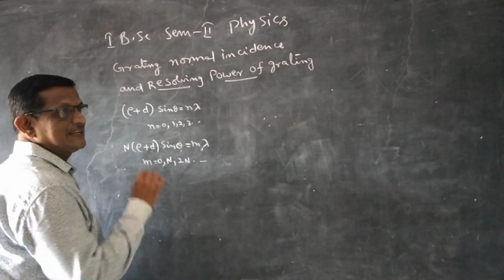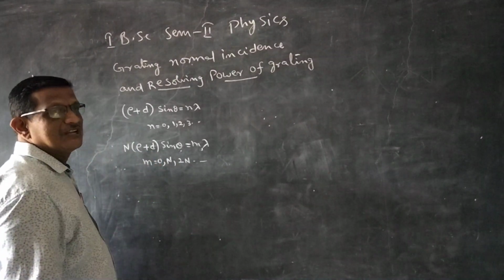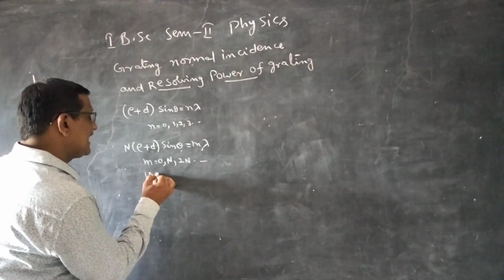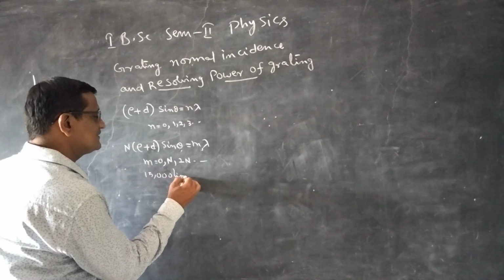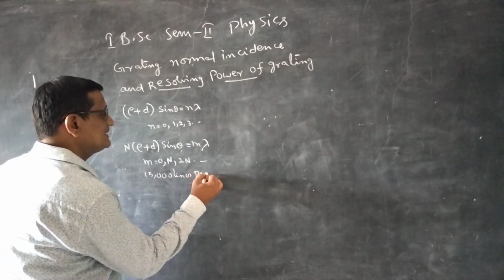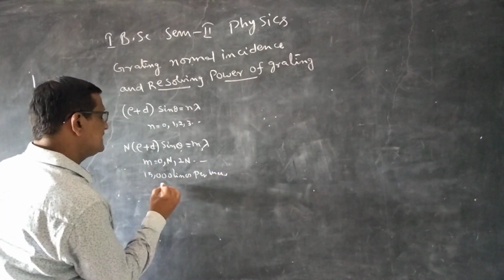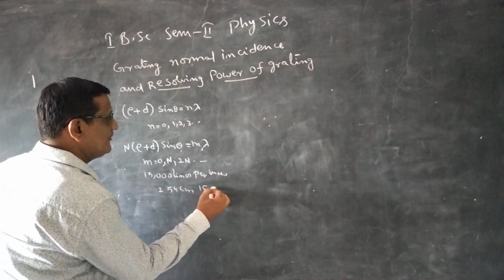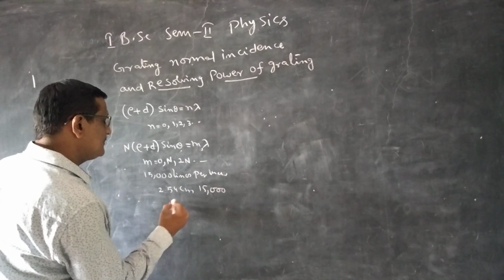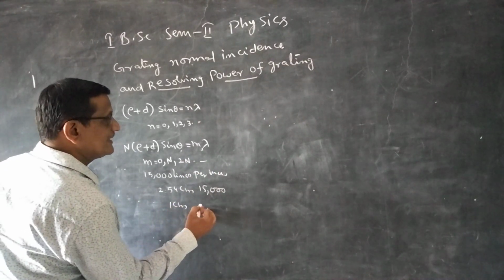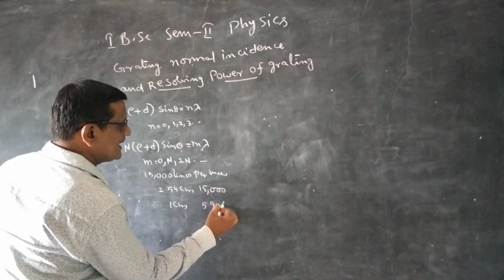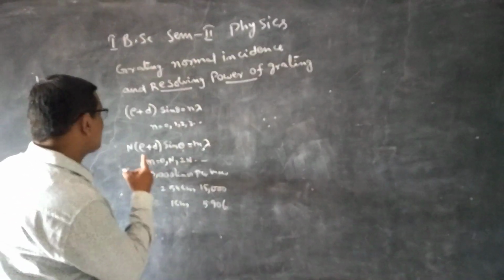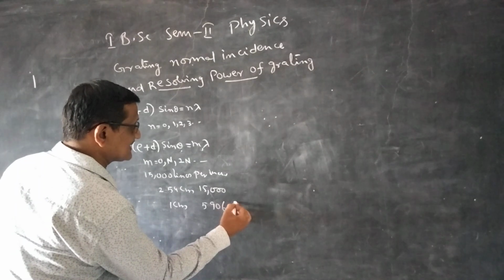Now, a practical grating, or the grating used in our laboratory, generally consists of 15,000 lines per inch. That means in 2.54 centimeters there are 15,000 lines. That means in 1 centimeter there are nearly 5906 lines. That's why here let the number of lines per centimeter be N dash.